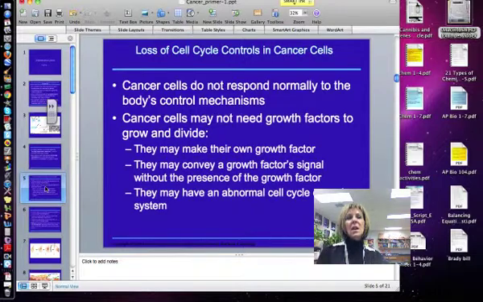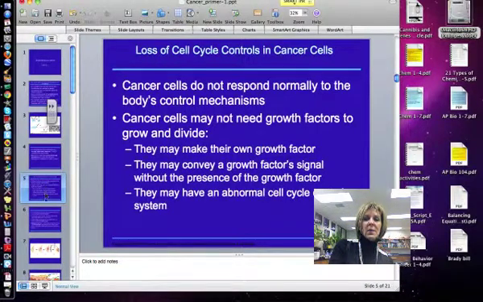But cancer cells don't have anchorage dependency, and they don't have density-dependent rules that they follow. They don't respond normally to the body's regular control mechanisms. As a matter of fact, some cancer cells don't even need growth factors to grow and divide. This may be because, number one, they make their own growth factor, or number two, they convey a growth factor signal. They kind of fake out the cell by making something act like a growth factor that's not really a growth factor, or they have an abnormal cell cycle control system.